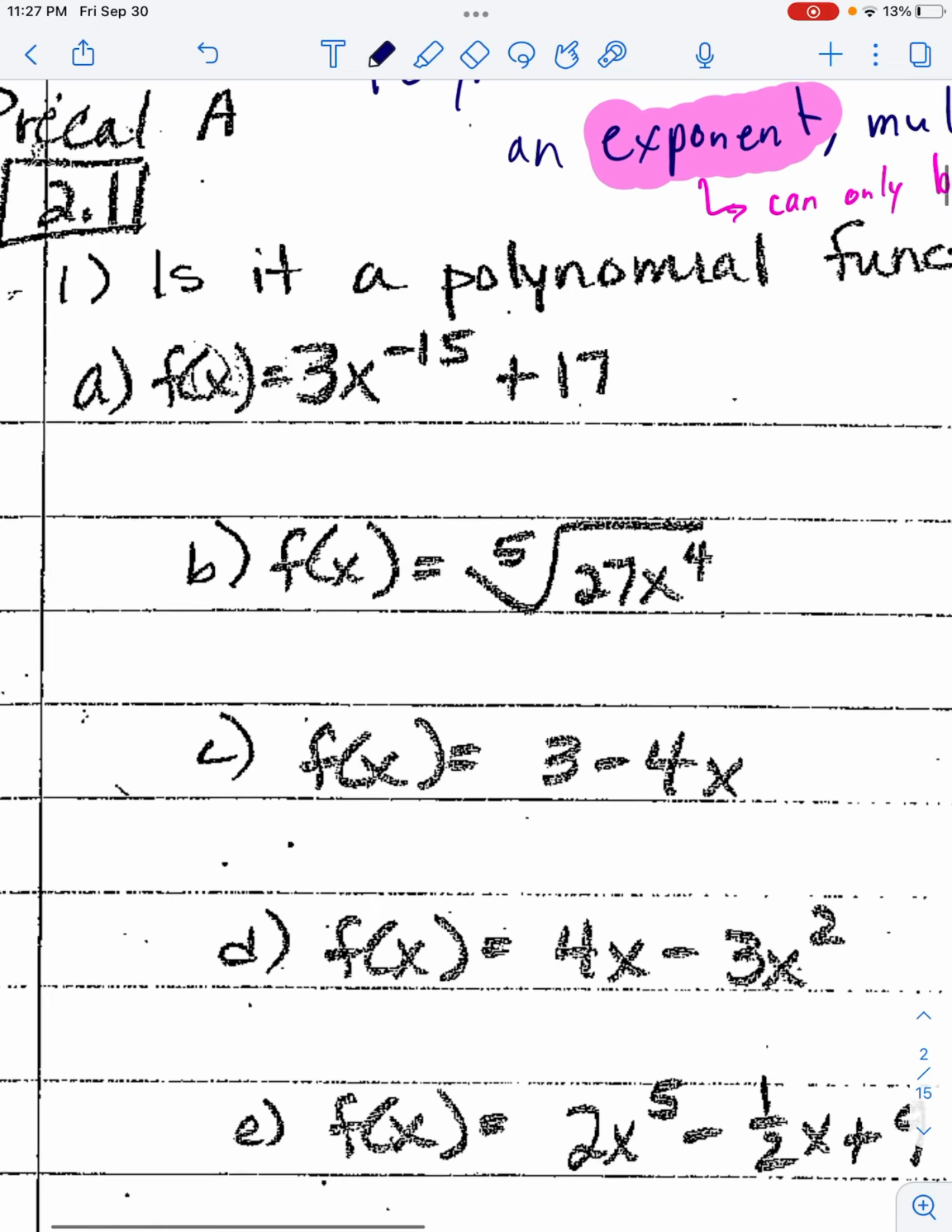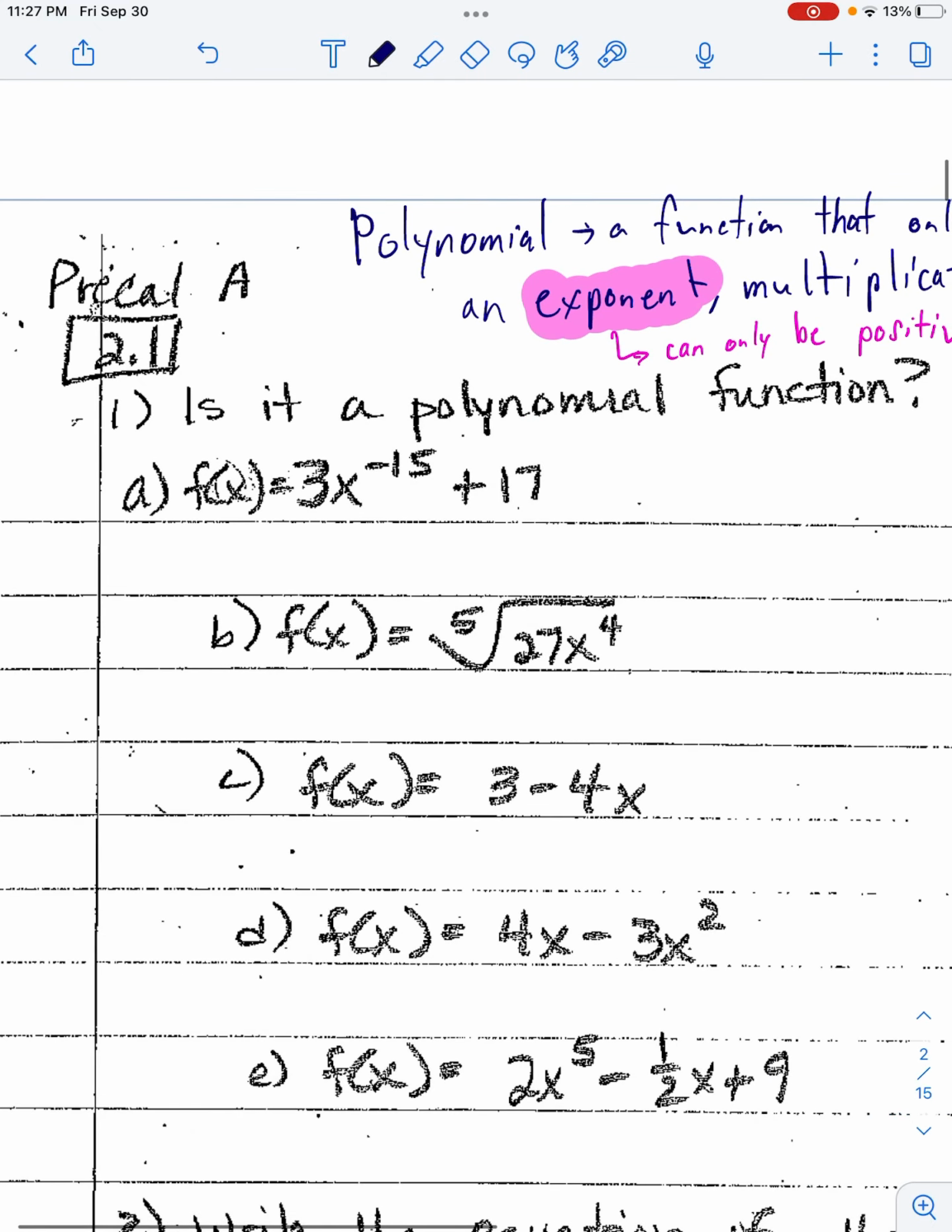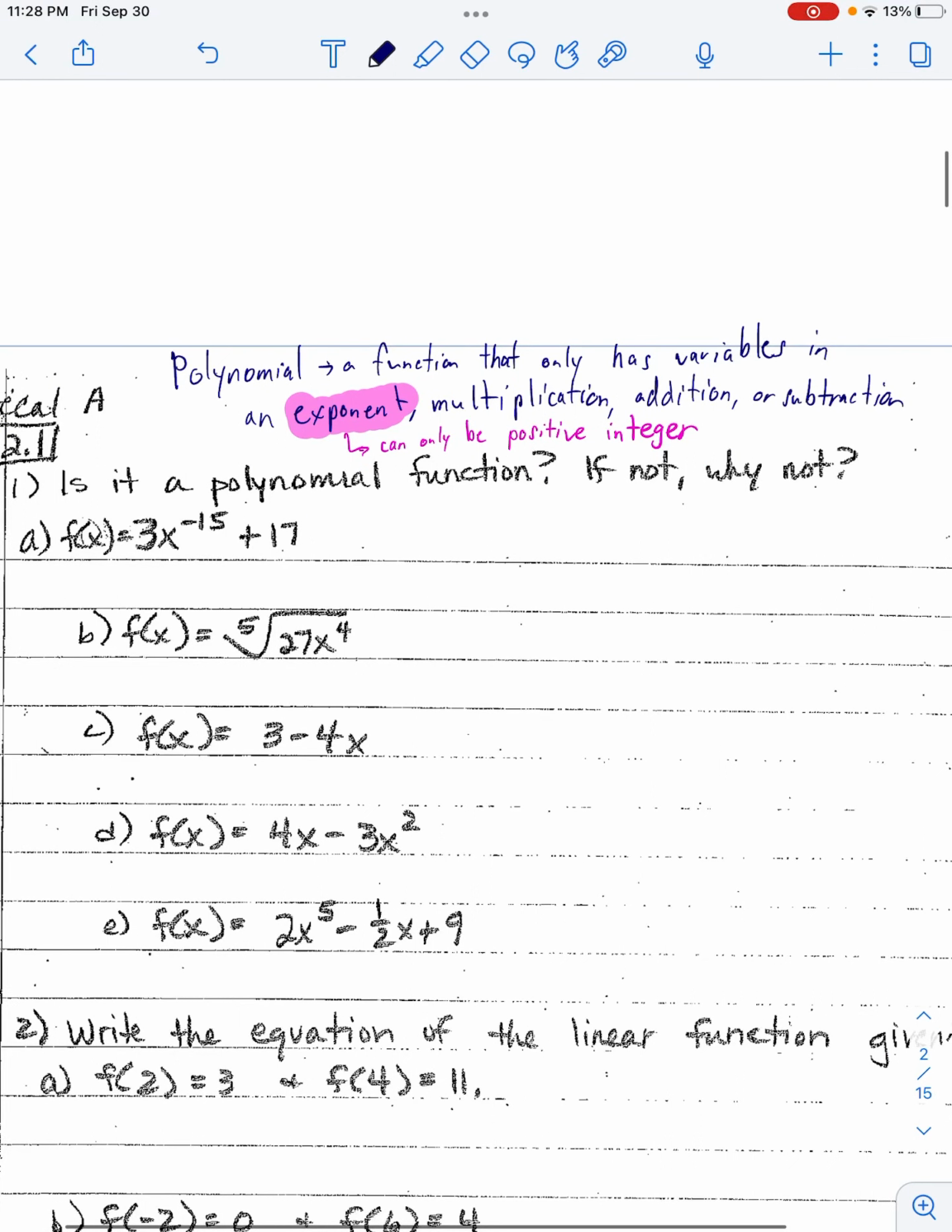So let's look at this first one, okay? Is it a polynomial function? Well, are the exponents on my variables positive integers? No, there's a negative 15 here. No, so this is a no, because the exponent on x, negative 15, is not a positive integer.